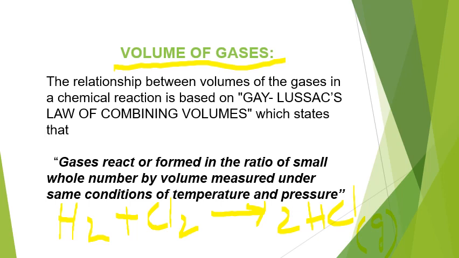Now what does STP stand for? STP is standard temperature and pressure. Standard temperature is considered as 0 degrees centigrade and the pressure is considered as 1 atmospheric pressure, or 760 millimeter Hg. Now here we have 22.414 dm cube of hydrogen, which is the volume of 1 mole of hydrogen gas, reacting with 22.414 dm cube of Cl2 to produce 2 into 22.414 dm cube of HCl.